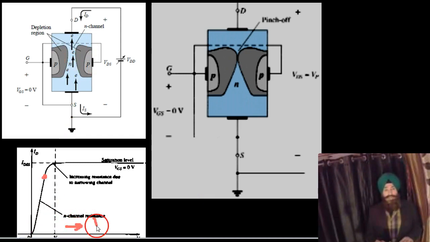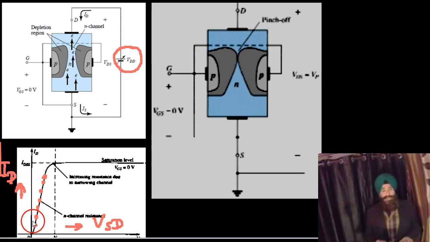Along this side it is the source drain voltage. Along this side it is the drain current. When we go on increasing this battery voltage, the current goes on increasing. There is a linear increase up to this point. That means the inverse of the slope is a resistance, and because it's a constant slope, the resistance is constant. The N channel offers a constant resistance up to this voltage.